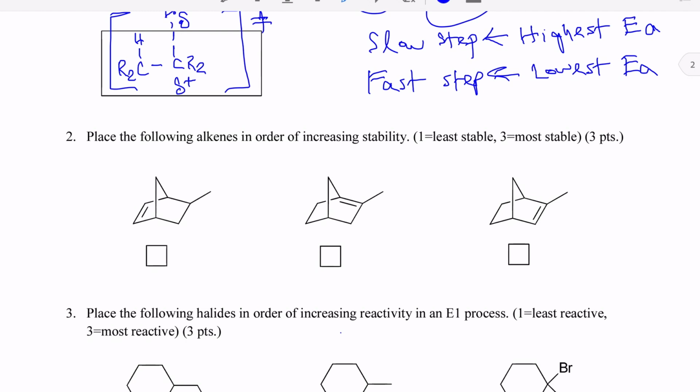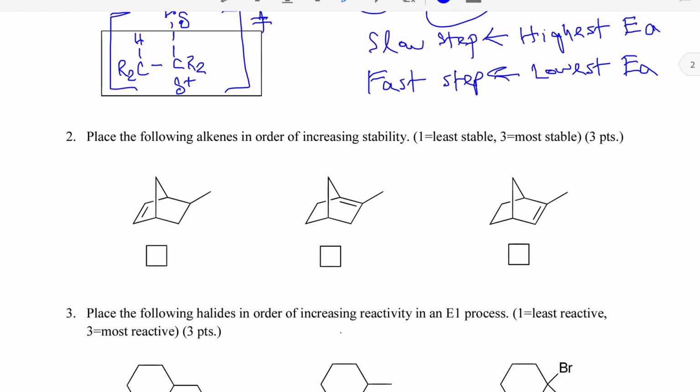Question 2 asks us to place the following alkenes in order of increasing stability. Typically when we think of alkenes and their stability, our minds just immediately go to, oh yeah, primary alkenes are usually less stable than secondary alkenes, which are less stable than tertiary alkenes, right? But this is a good example of where we need to be a little cautious when we are evaluating things like this. So I'll show you what I mean.